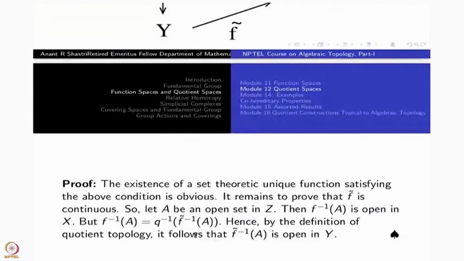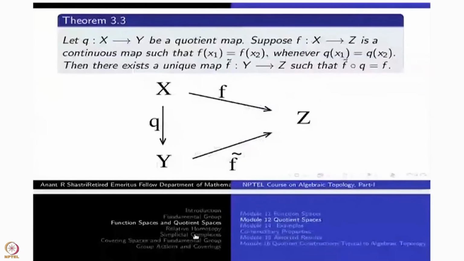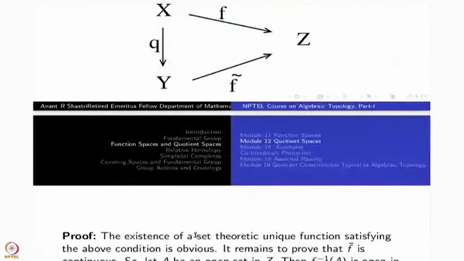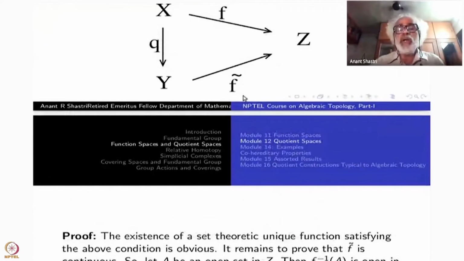Set theoretically, that condition will tell you there is an F twiddle. Why F twiddle is continuous is what you have to show. The continuity of F twiddle follows: start with an open subset in Z. Its inverse image must be open here. But what is the condition for a set to be open here? Its inverse image under Q must be open in X.